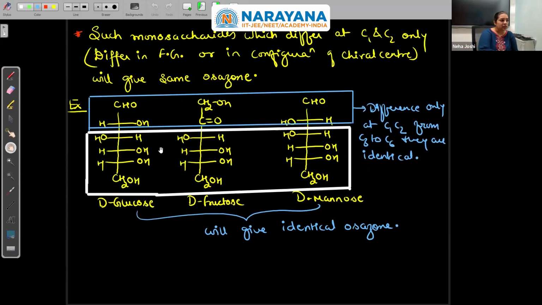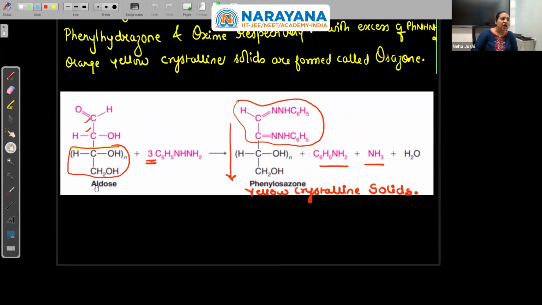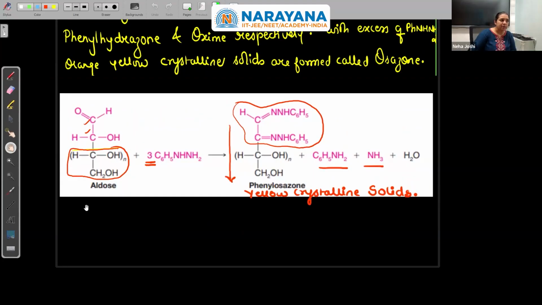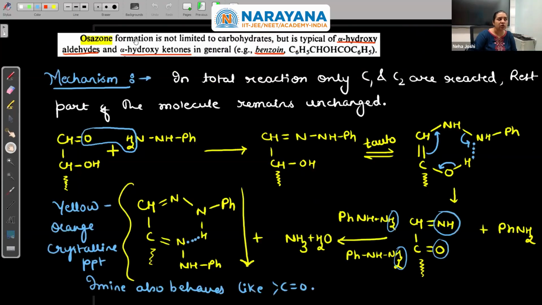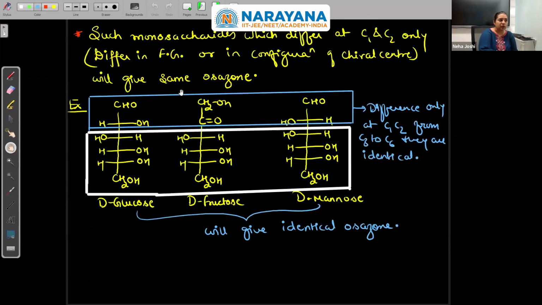Okay. So this is also one of the important reactions that you should know, and it is not just aldose. Here I am exemplifying to start with aldose, but on page 2 I am very clearly mentioning osazone formation is not limited to carbohydrates alone. And it is a property of alpha hydroxyketone, alpha hydroxyaldehyde. All of them will give this particular reaction.